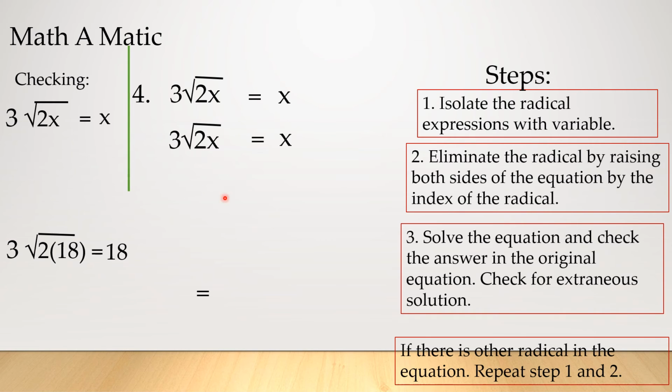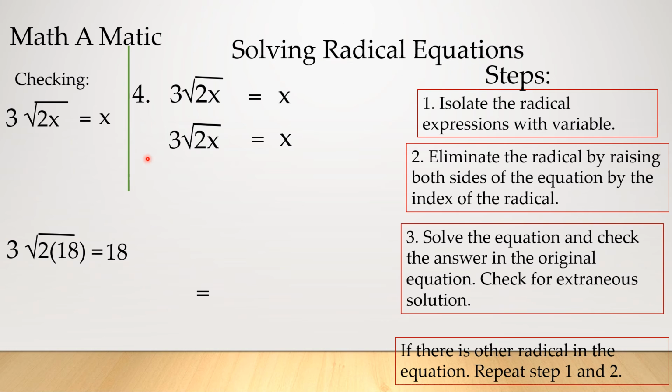Okay, so look at this one. So I have 3 times the square root of 2x is equal to x. Okay, this is the given. So here, there is no need for you to remove this one because it means that is 3 times the square root of 2x. So what we're going to do is simply square both sides of the equation. It means we need to square the 3 also. So 3 times 3, that is 9.